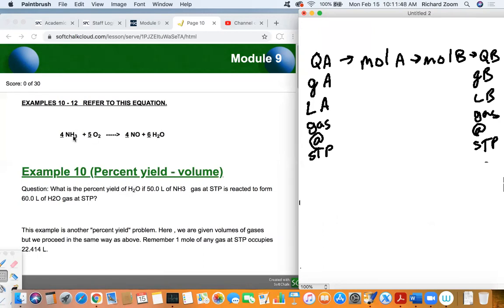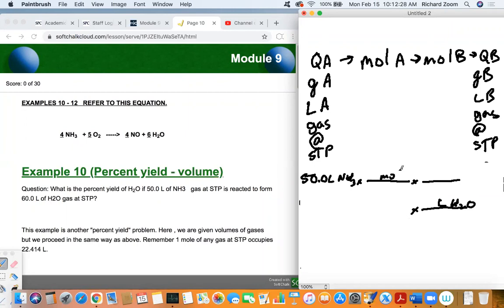What are we starting with? Well, the reactant here is NH3, and that's where we should be starting in the problem, with 50.0 liters of NH3. So looking at what we're going for, we're looking for liters of H2O, because if you look at the product, that's what we have. We're given liters of H2O at the end. So that's what you put there as what we're looking for.